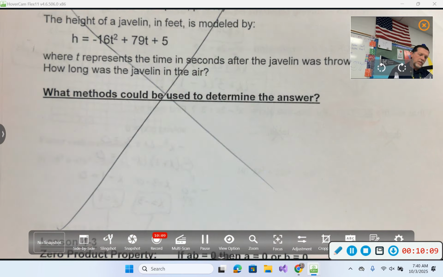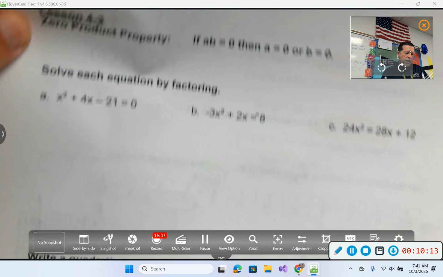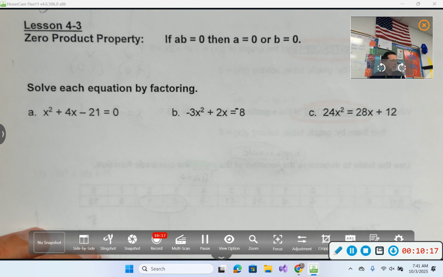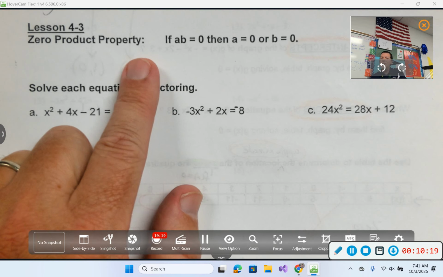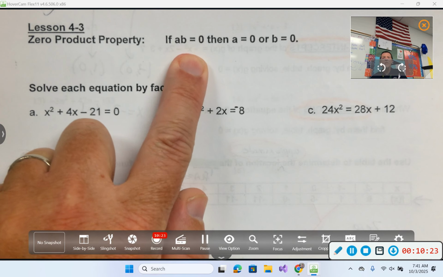Applications. Nope, not yet. Cross that out. Zero product property. You use this. We've used this already this year. We just didn't call it this. You know this. You just may not know that you know it.